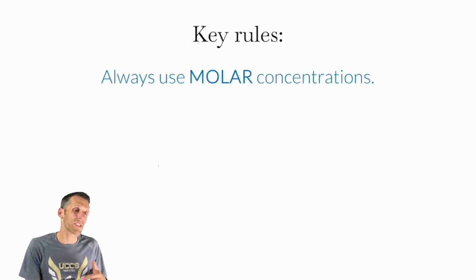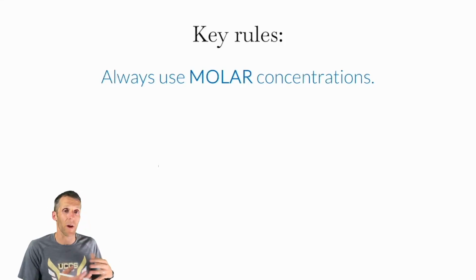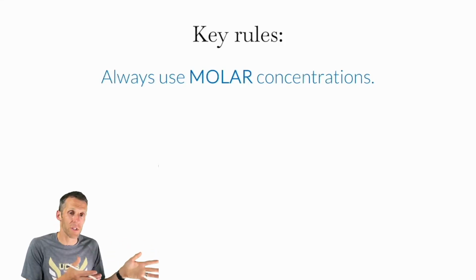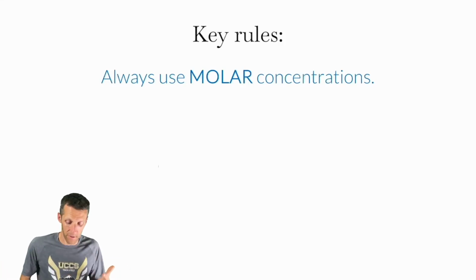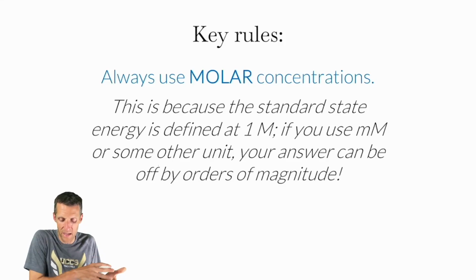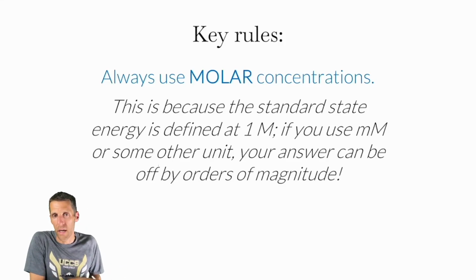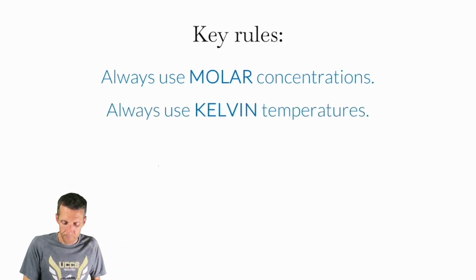One of the key rules is to always use molar concentrations. This is the one I find trips students up the most because we usually talk about concentrations we measure in a cell in millimolar or micromolar or something, and if you plug that into these equations, it doesn't work. You have to leave them as molar, and that's because, for a pretty subtle reason, the standard state energy is defined at 1 molar. If you're using 1 millimolar, you have a mismatch in unit. You can be off by orders of magnitude in your answer. So just always put everything in molar concentration units.